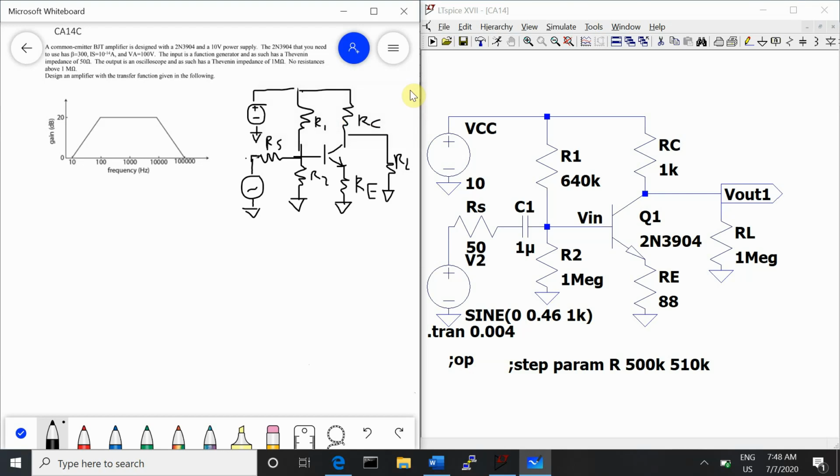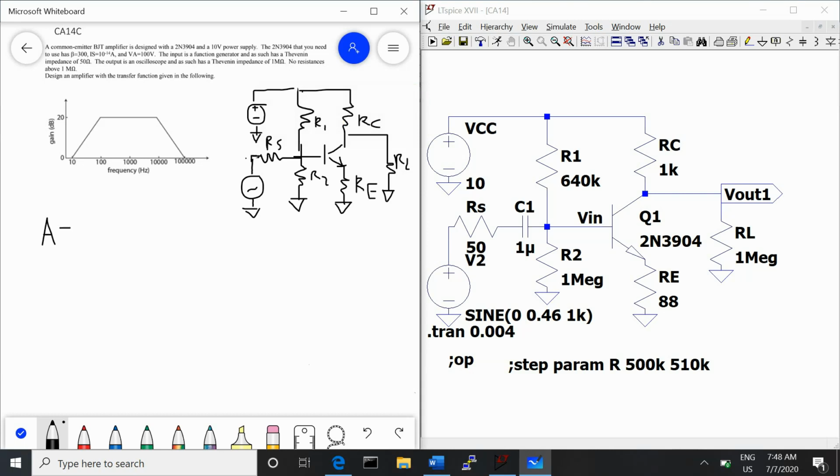Part C uses the same setup as parts A and B and asks us to design an amplifier with the transfer function given in the following image. So using this image, we can calculate the gain, the lower corner frequency, and the upper corner frequency.